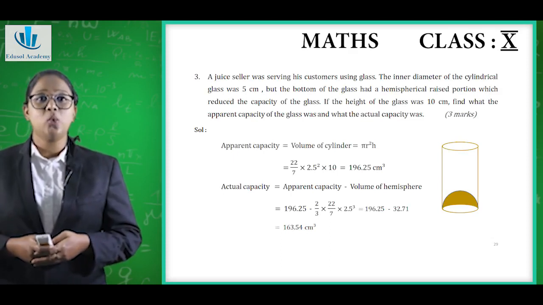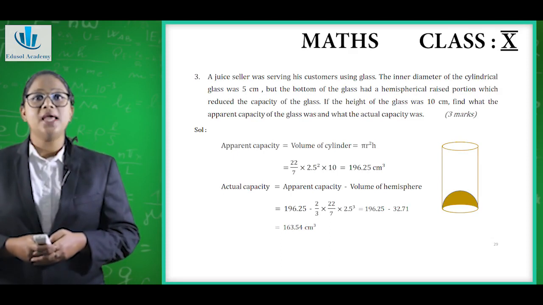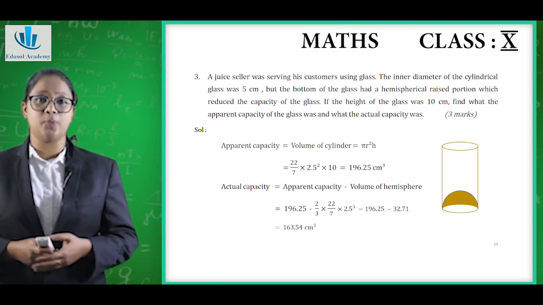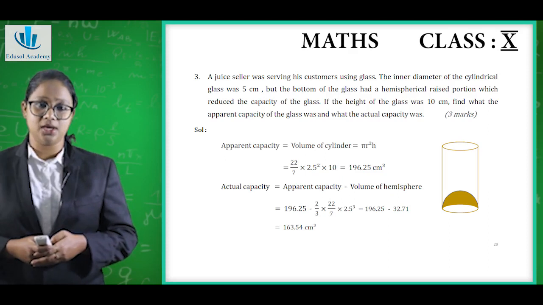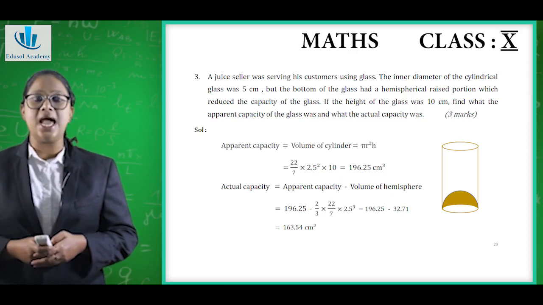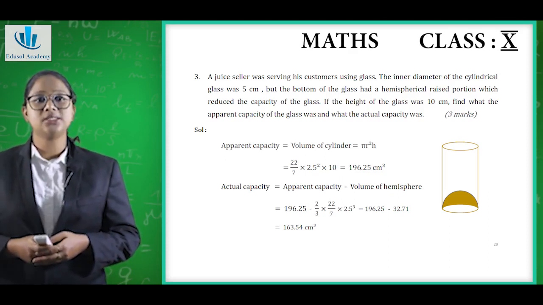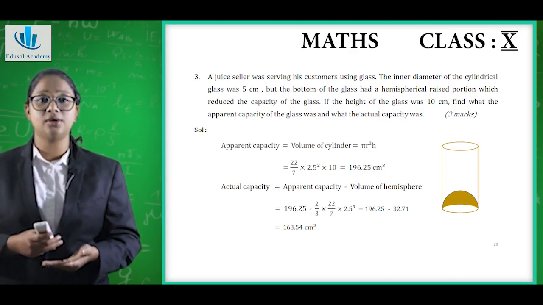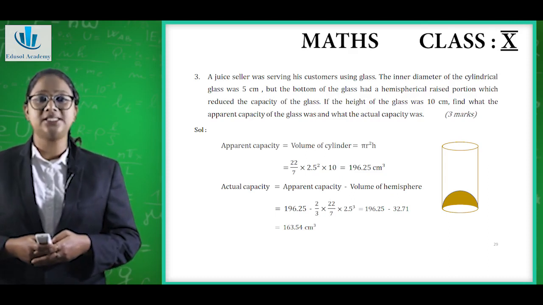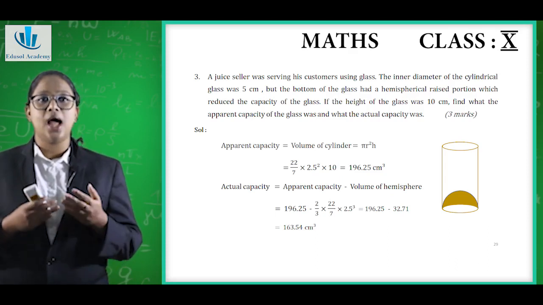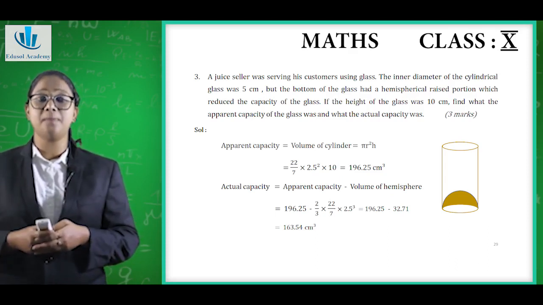A juice seller was serving his customers using glass. The inner diameter of the cylindrical glass was 5 centimeter, but the bottom of the glass had a hemispherical raised portion which reduced the capacity of the glass. If height of the glass was 10 centimeter, find the apparent capacity and actual capacity. Now the glass is ideally of the form cylinder with a hemispherical raised portion, but the apparent capacity means the capacity of the glass if it was just the cylinder. So apparent capacity can be given using the equation pi r square h.